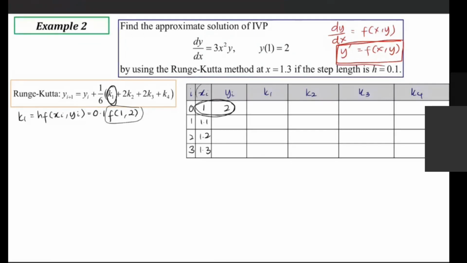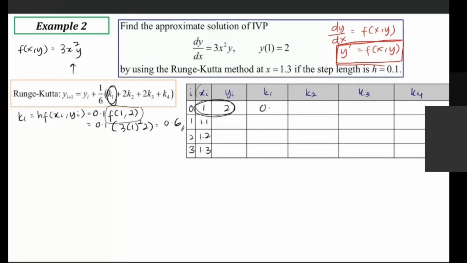If the question is like this, dy over dx plus 2 equal to 2y, you must rearrange first and make it like this: dy over dx equal to 2y minus 2. And this is f(x,y). So our f(x,y) is 3x squared y. Substitute 1 and 2 here. Equal to 0.1 multiply with 3, 1 squared, 2, equal to 0.6. So K1 equal to 0.6.